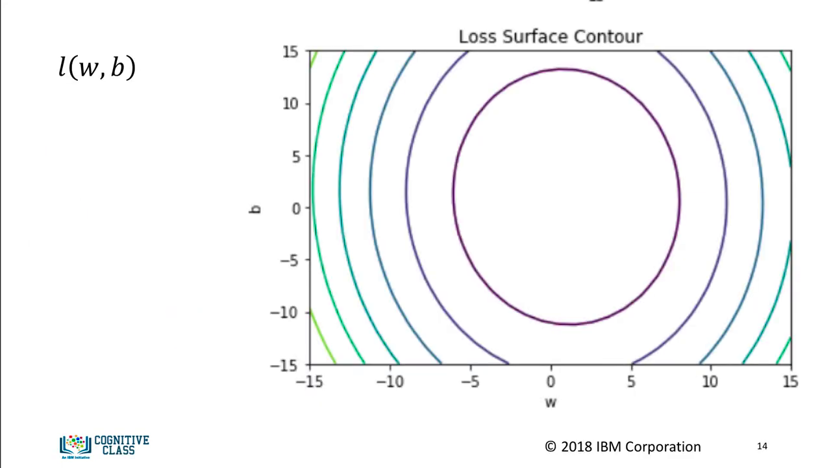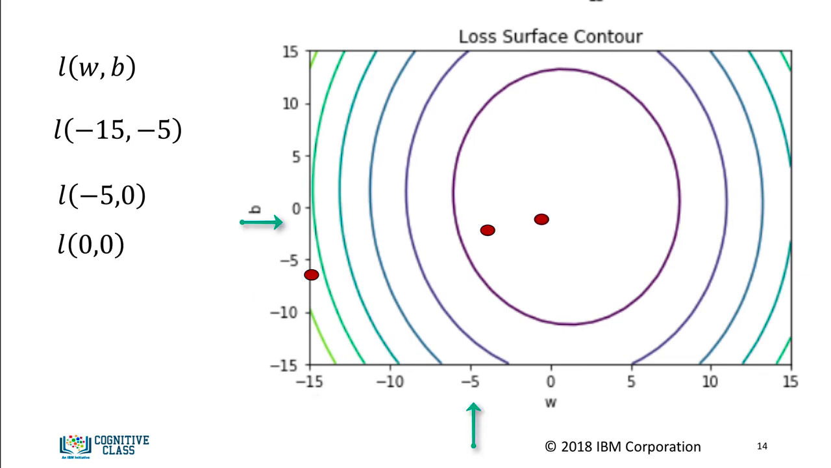We can keep track of our parameter values by looking at different points on the contour line. Here's the first point at negative 15 and approximately negative 5. Here's the second point at negative 5 and 0. And here's the third point. We can see that the jump between the first and second point is a lot greater than the jump between the second and third point.